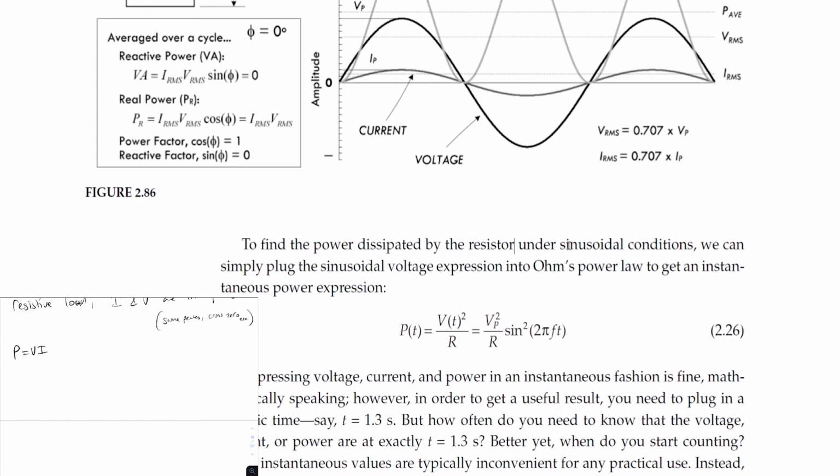Okay. So P is equal to VI. And what you're saying here is that... okay, I see what they've done. So they've replaced I with V divided by R. I don't get why though. So, to find the power dissipated by the resistor.